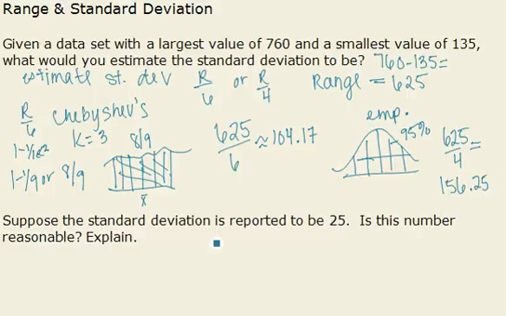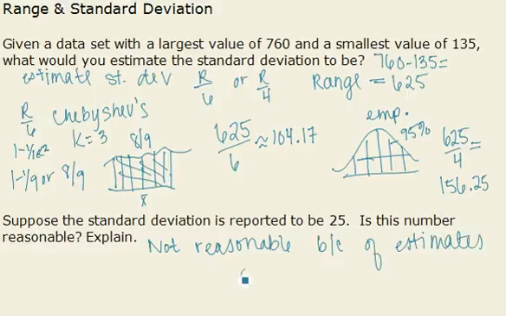So now, suppose the standard deviation is reported to be 25. Is this number reasonable? No. It's nowhere near our 104 or 156, so not reasonable, because of our previous answers. So our estimates of 104 or 156, we would assume our standard deviation would be in that area.